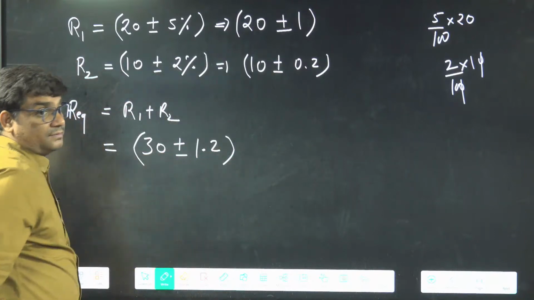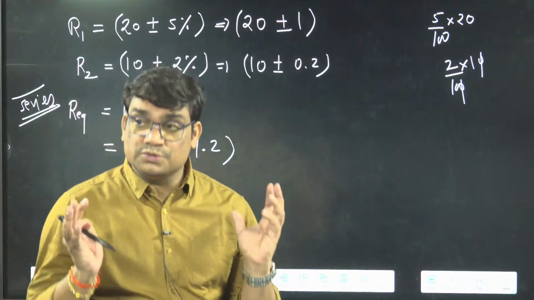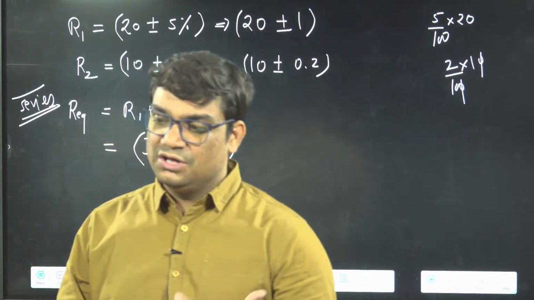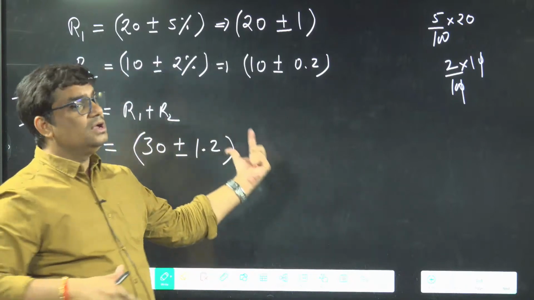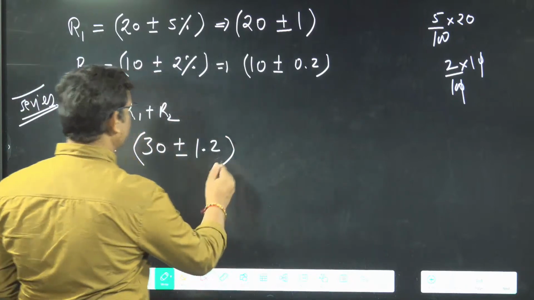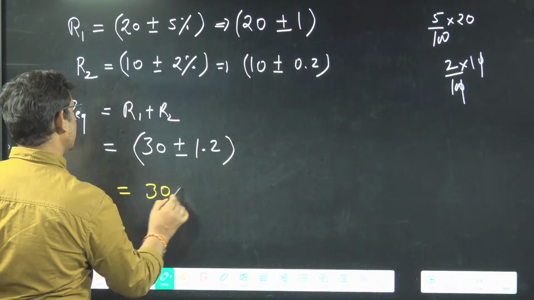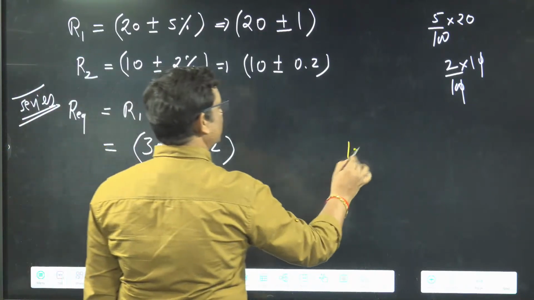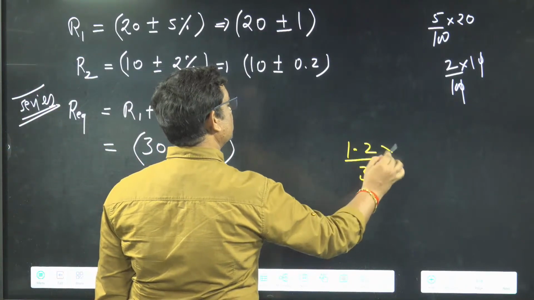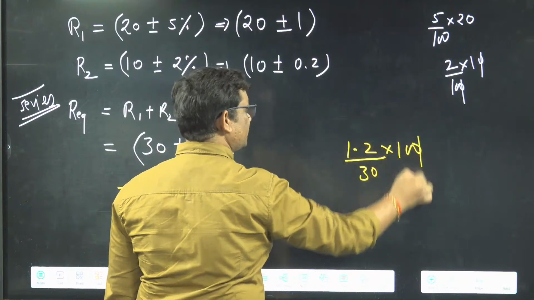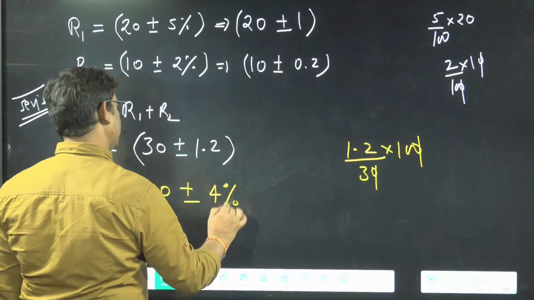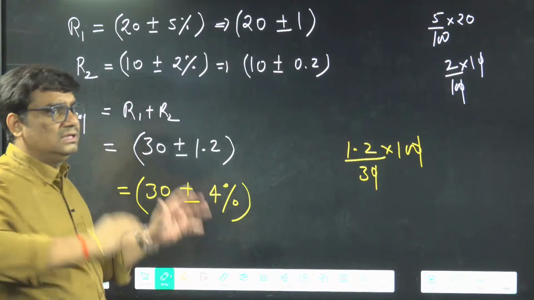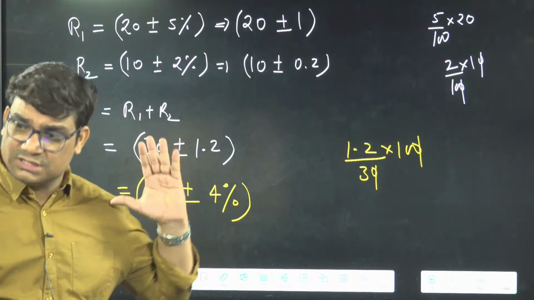But again, because they have given the question in percentage error, they will ask the answer also in percentage error. So what do we have to do? Again, we have to do the conversion here. For the conversion, we write 30 plus minus, you will convert 1.2 divided by 30 into 100. You can do this in rough space. So this will be 12 by 3. That becomes 4%. I hope this concept is clear.